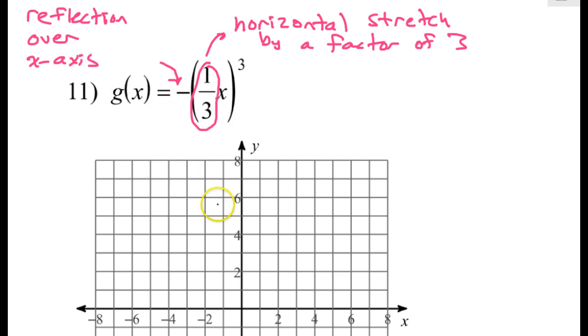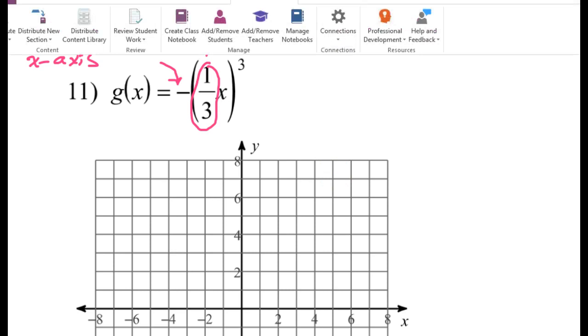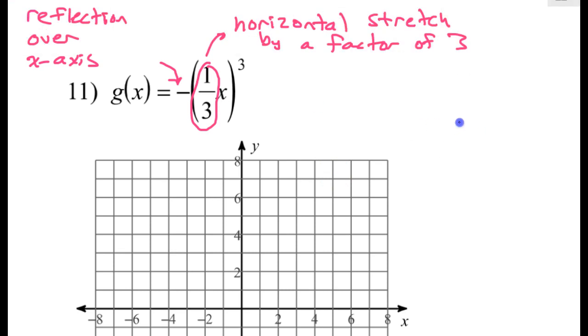This is complicated enough that I'm not just going to try to do this visually. I'm going to actually use a table of values to keep me accurate. So let's start with the parent function. The parent function is simply x to the 3rd power. So let's make a table of values just for the parent function, and then we will make changes as needed.